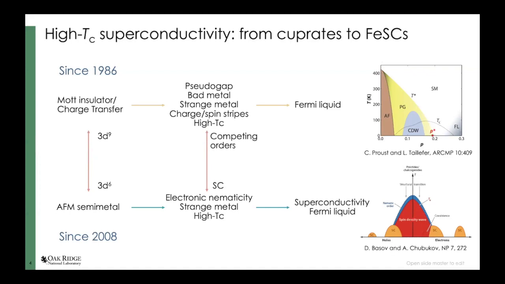So these differences basically motivated a lot of people, theorists and experimentalists, to propose different pictures. And among them, I think the topic that we're going to talk about, basically the Hund's metal or Hund's superconductivity, is one of the leading pictures that really explains experimental data very well.